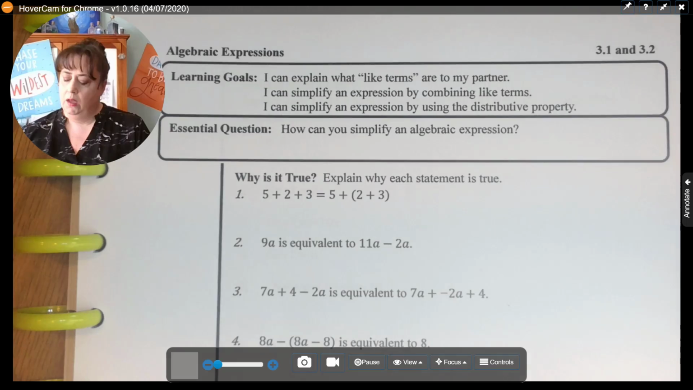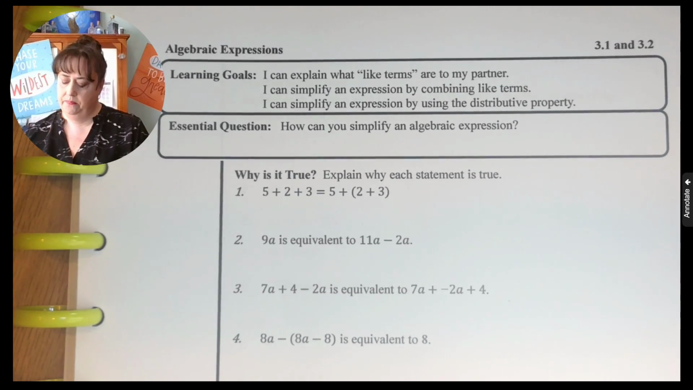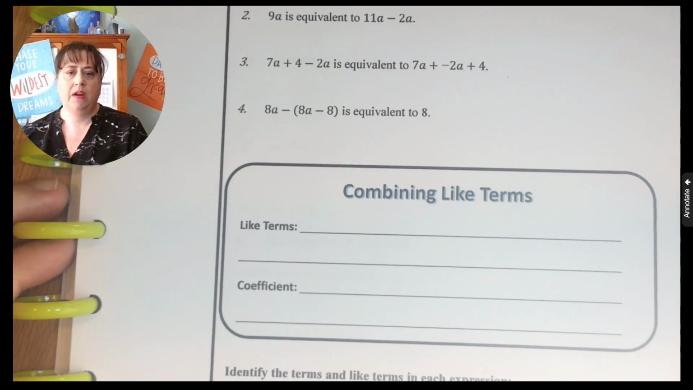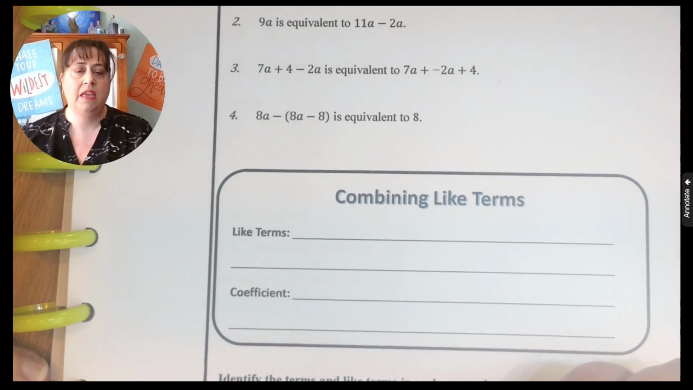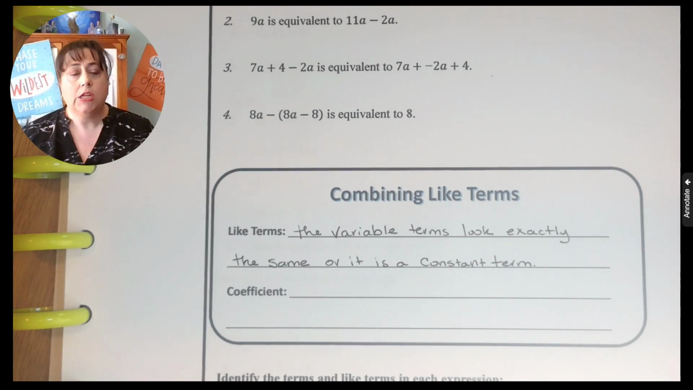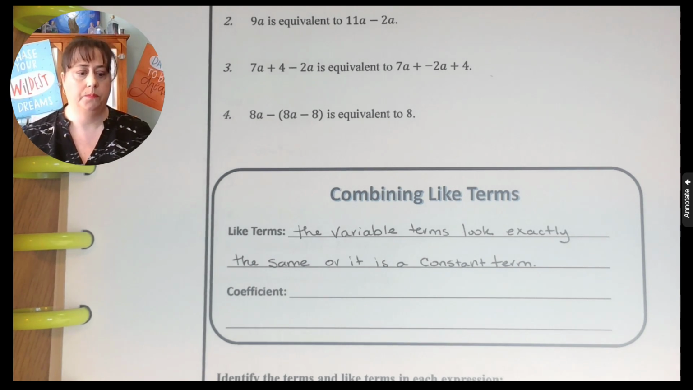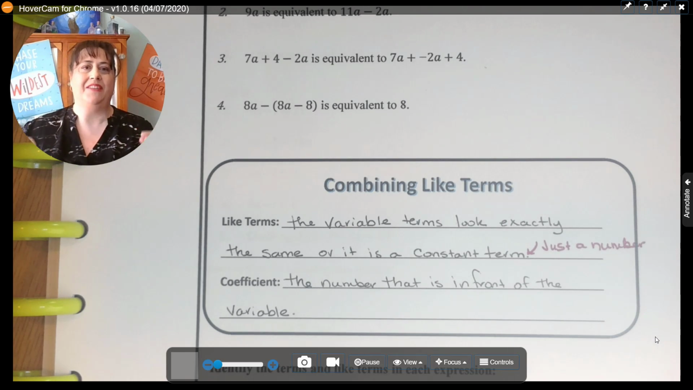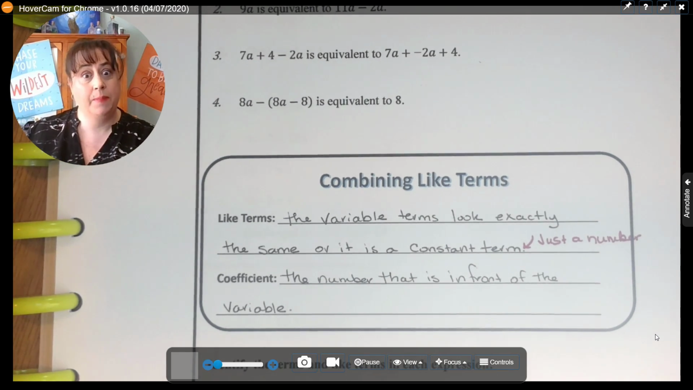So let's begin. We are going to save this why is it true for class, and we're going to jump right down to where it says combining like terms. Like terms are when they have the exact same variable term. When we say constant term, it just means that it's a number by itself with no variable. The coefficient is the number that is in front of the variable. So for example, if I wrote 5a, it would be the 5. Okay, so now let's look at applying these.